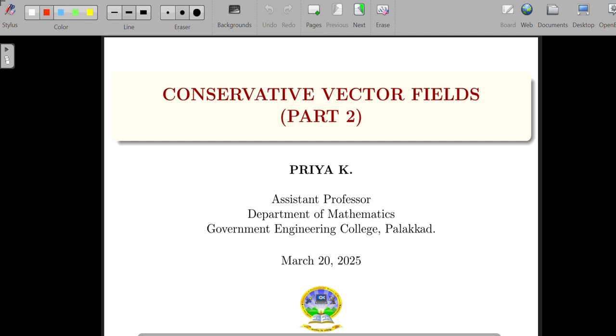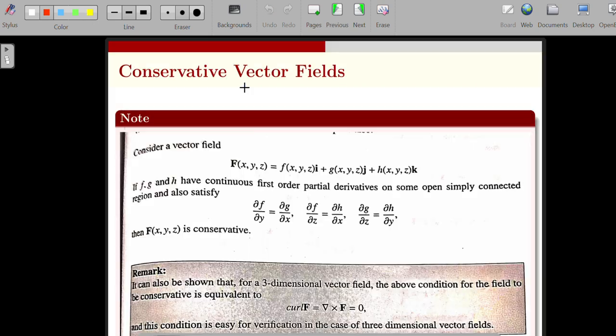So dear students, in this video we will be discussing more about the problems on conservative vector fields. So let us move on to the problem section. But before that, let me discuss a note. In the last class, we dealt with what is meant by a conservative vector field.